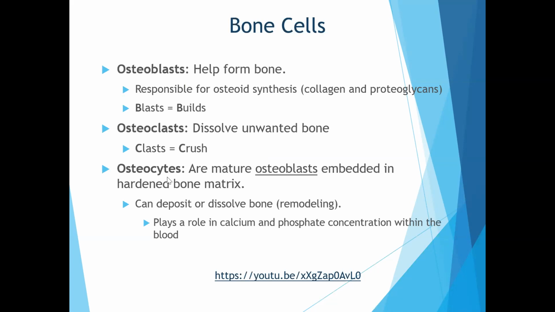And then you have osteocytes, which are mature osteoblasts, and they're actually embedded within the hardened bone. So they can do both jobs. They can do depositing or building of bone and dissolving of bone, which is known as remodeling. And then, like we talked about earlier in bone functions, bone can put other materials into the bloodstream. So calcium and phosphate concentration within the blood is partly controlled by osteocytes.